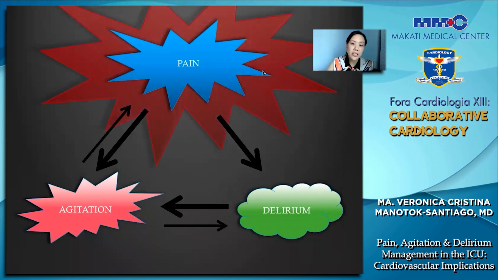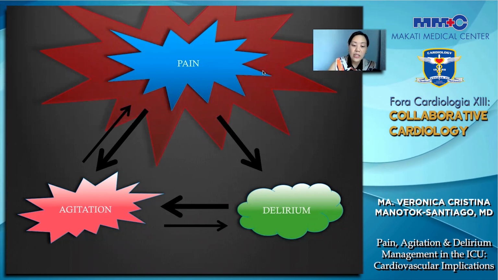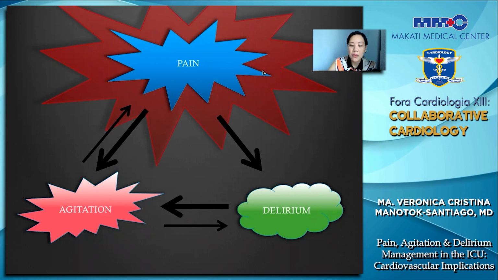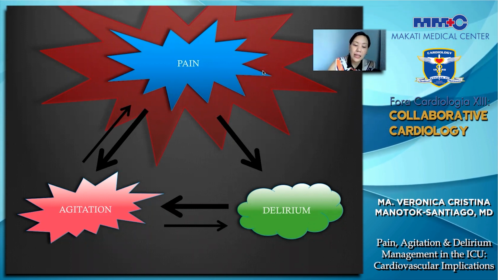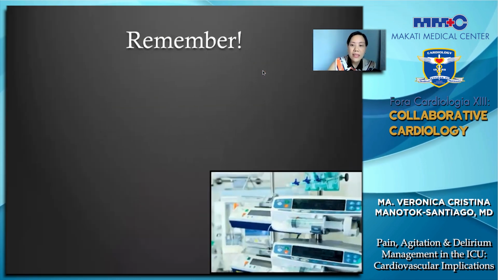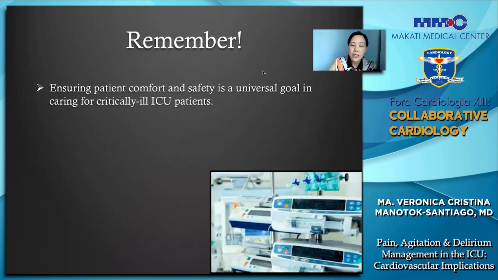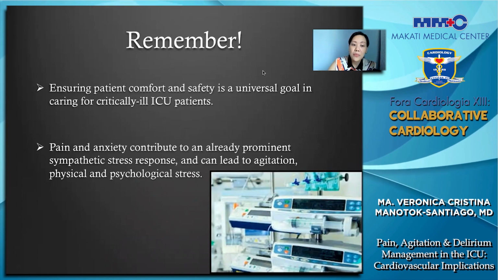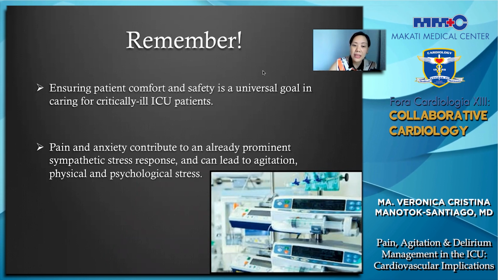So if it's not treated early on, it can be a significant cause of both delirium and agitation, which would eventually snowball to more problems for both the patient and the caregivers. And that would be a much more complicated and more difficult problem to address. So as clinicians, it should be our universal goal to ensure that our critically ill ICU patients are comfortable and safe. Again, pain and anxiety contribute to an already prominent sympathetic stress response.